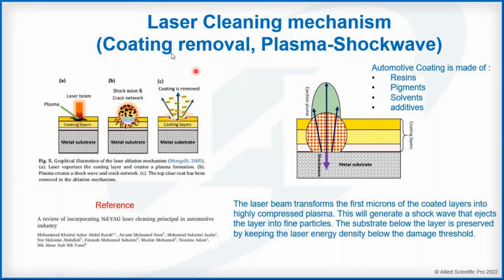So this is the basic mechanism there. I should mention that in this particular case, the coating actually absorbs the laser radiation, but there are other cases where the coating is transparent to the laser radiation, and the laser radiation is absorbed by the metal substrate instead. That is called spallation, which we'll get to when we're talking about the nuclear industry cleaning.